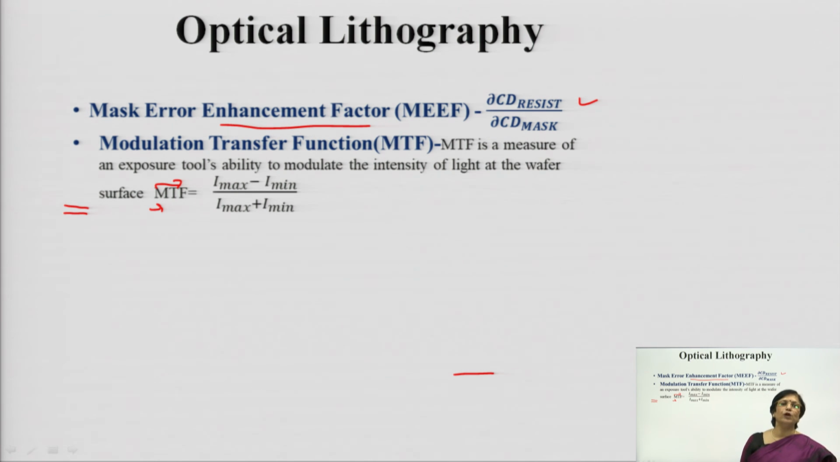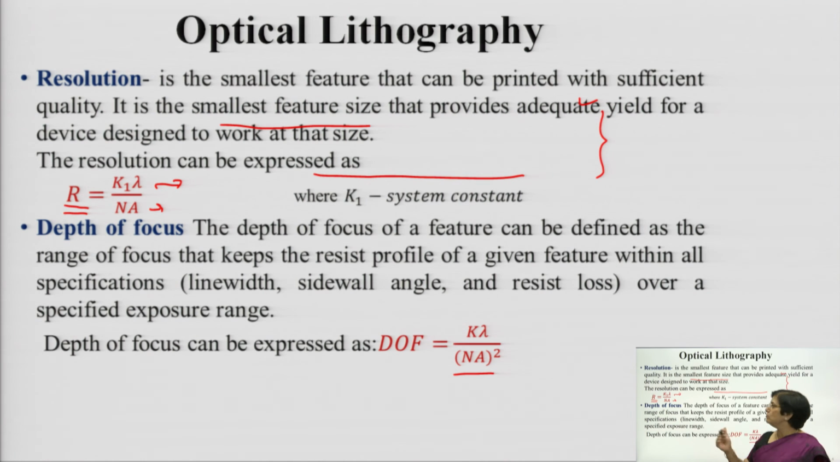Thirdly, you have something known as the modulation transfer function, and this is related to your optical intensity, which is calculated as Imax minus Imin divided by Imax plus Imin. This is basically the exposure tool's ability to transfer the pattern onto the wafer. You need not go into these in detail; I have given them just to give you exposure to what all things you should be concerned about. But you are supposed to know resolution, depth of focus and numerical aperture. These are the main things which are to be taken into account.